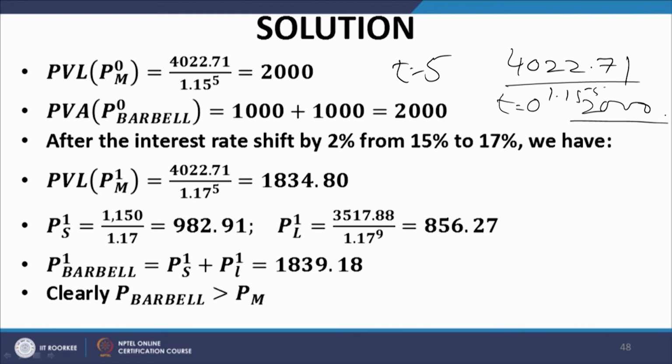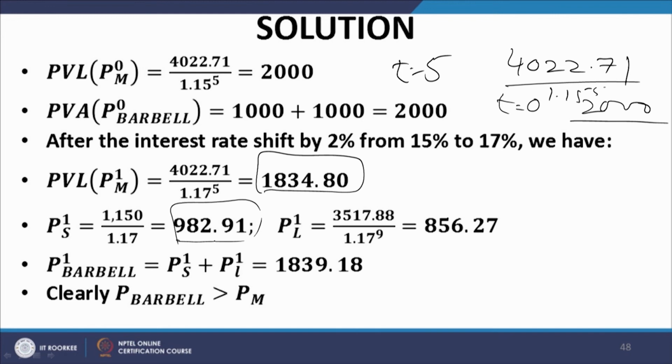The present value of liabilities will reduce, naturally. By how much? It will reduce to 1834.80, because now the YTM required will be 17%, and as a result the present value of the liability will decrease. What about the present value of the shorter bond, that is the 1 year bond? It was a 1 year bond trading at 15% YTM and having today's value of 1000. So, naturally the value at t equal to 1 year would be 1150. So, 1150 divided by 1.17 gives you 982.91.